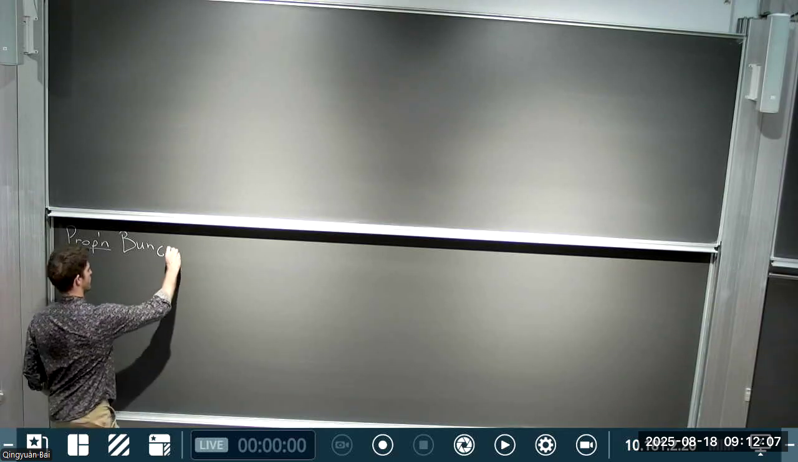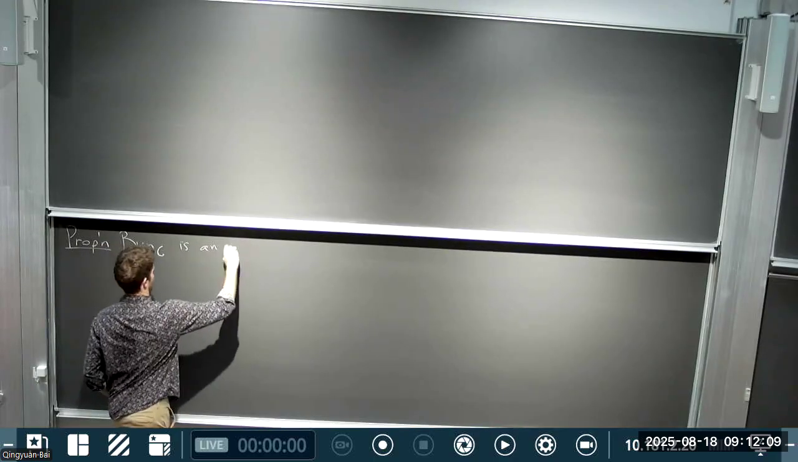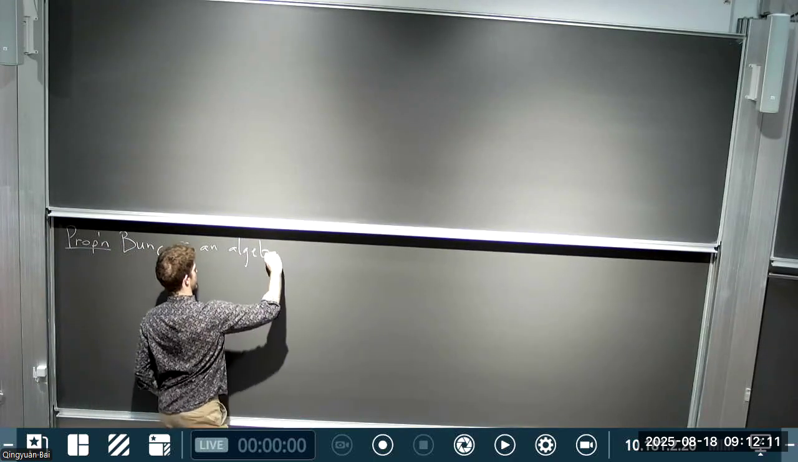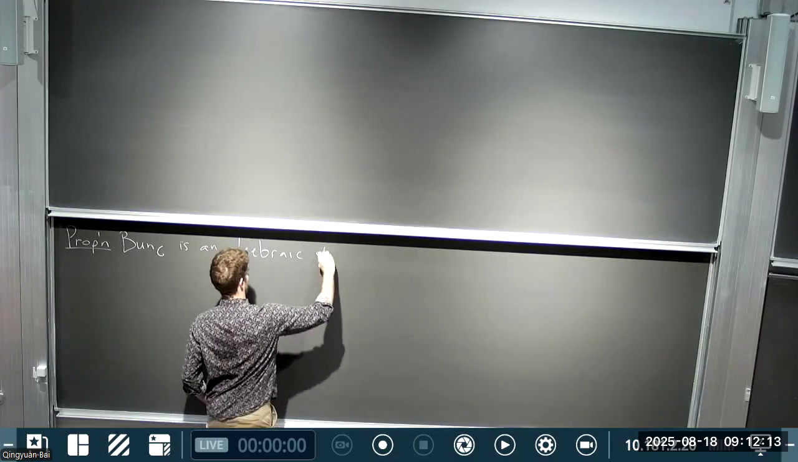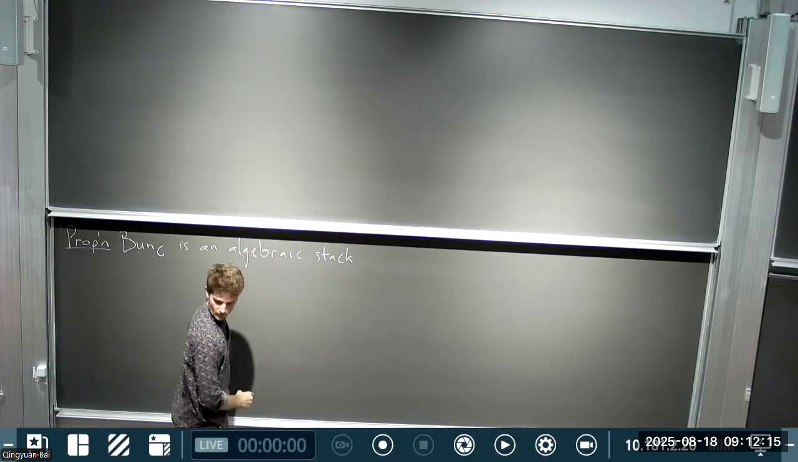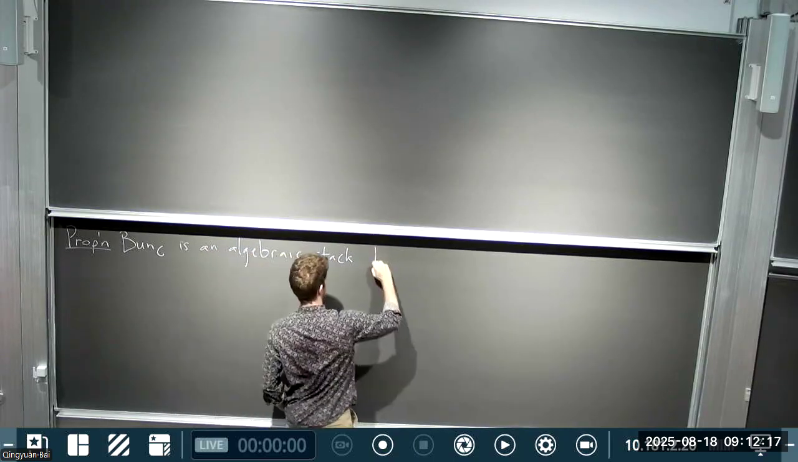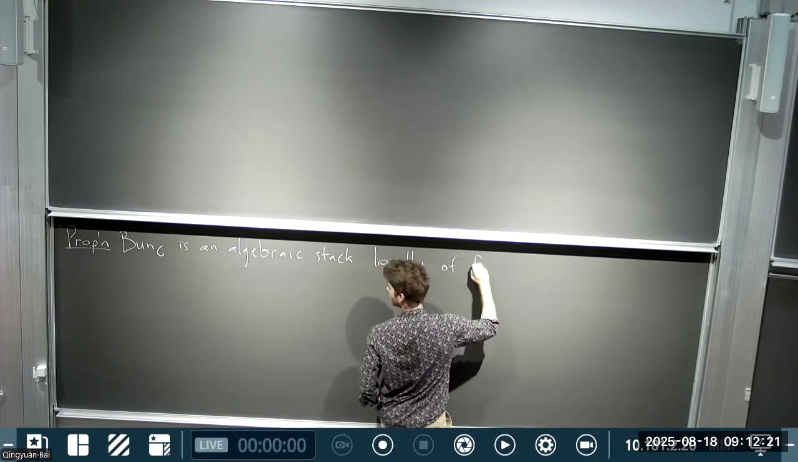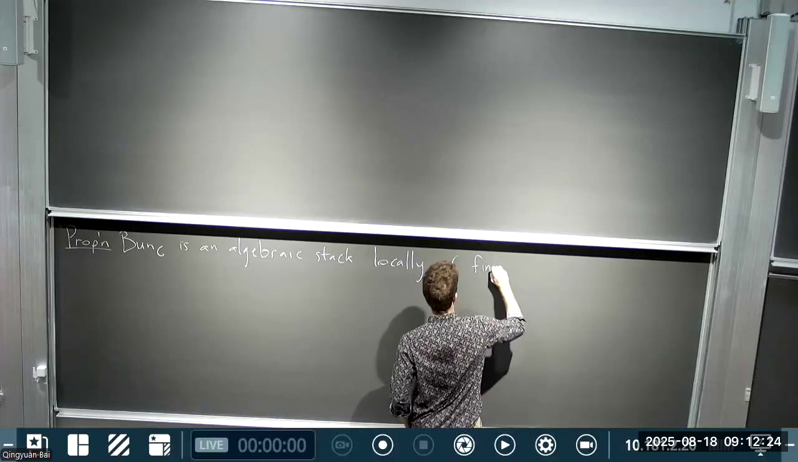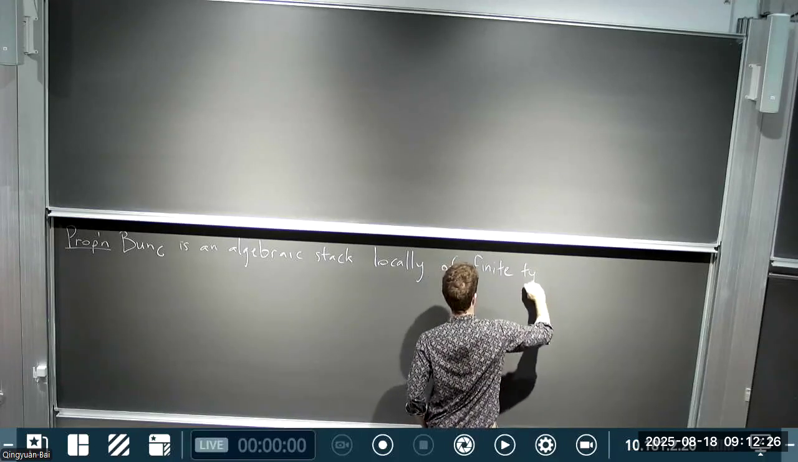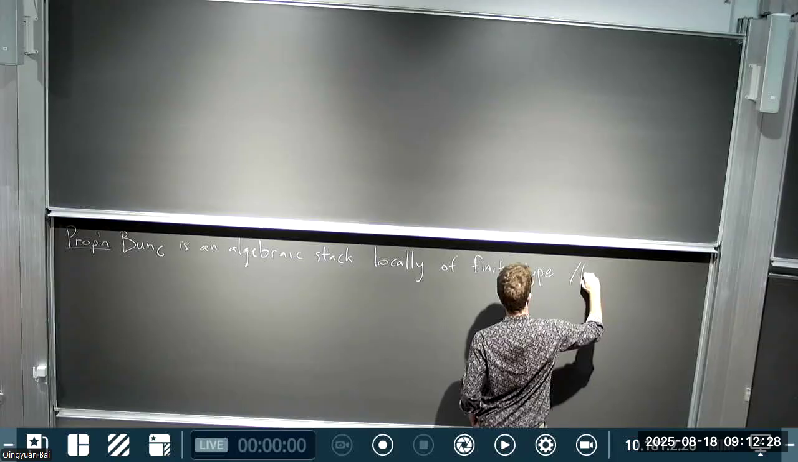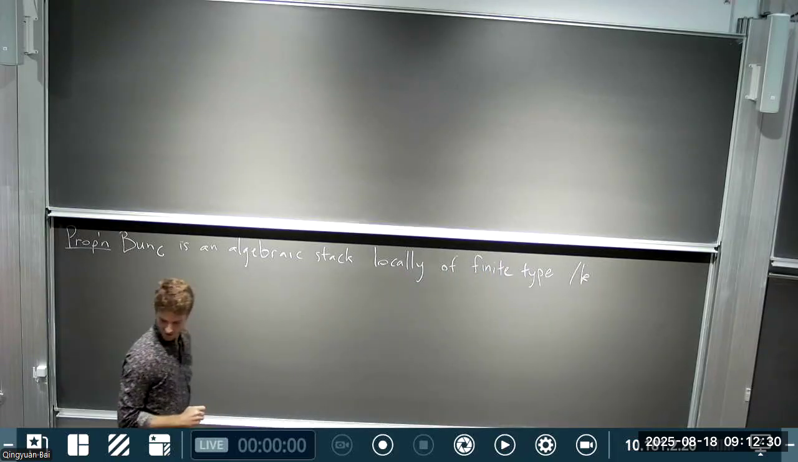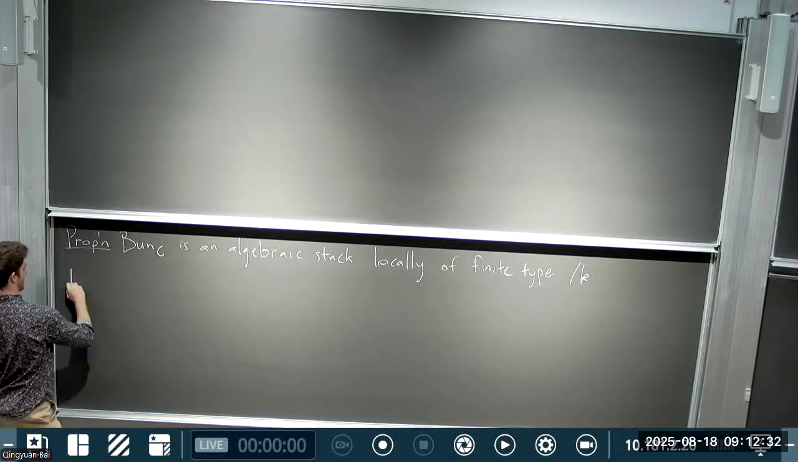So Bun G is called an algebraic stack, which is locally of finite type over the ground field. And we say what this means a bit more precisely.